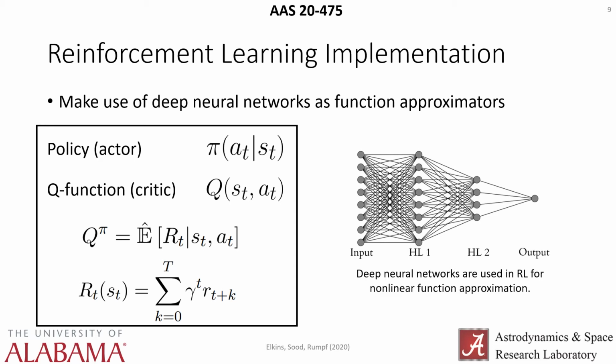So that's commonly called a multi-layer perceptron. And we use these because deep neural networks are very powerful nonlinear function approximators, and we need some high fidelity function approximation to find this policy and this Q function.